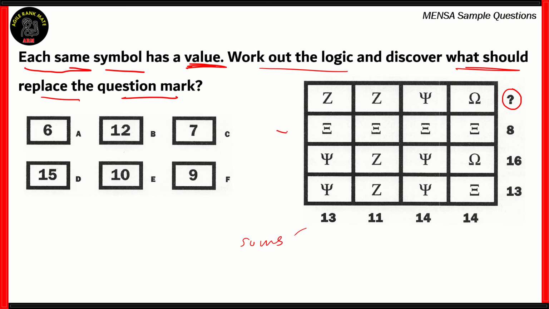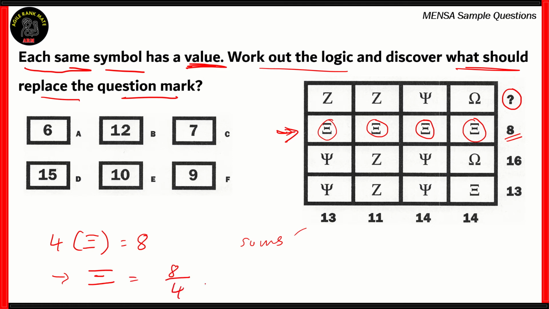Well, if you look at the second row, you can see that the symbols that are used here are all the same. It's the 3-lined symbol. Now, whatever is the sum for this particular row, you would know that it will be 4 times that particular symbol. In this case, 4 times the symbol gives you 8. Now that means the value of this symbol is equal to 8 over 4, which is equal to 2. So we can assign the value 2 to this particular symbol, the one with the 3 lines.